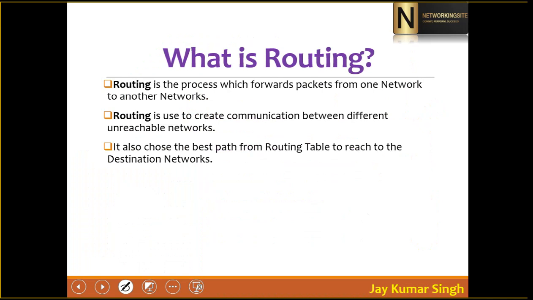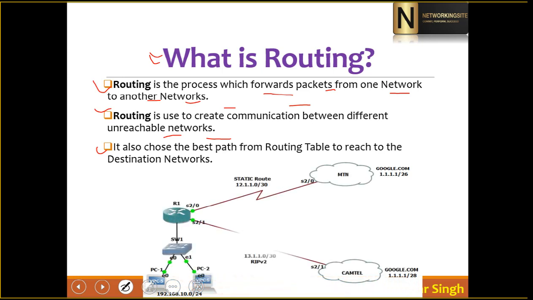Remember, because we are going to configure routing, it's just a repetition of routing. What is routing? Routing is a process of forwarding packets from one network to another network. Routing is used for creating communication between two different unreachable networks, and it is also used for finding the best path to reach from source to destination.